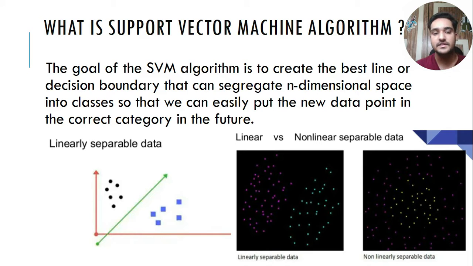So why do we need this algorithm? As you can see here, this is an example of a linearly separable data set, in which we can divide these two categories of data by using a simple straight line. Here you can also see an example of linearly separable data, but the problem arises when we have a non-linearly separable data set and we cannot draw a linear line or a sigmoid function to separate these two categories of data. This is where SVM comes in.